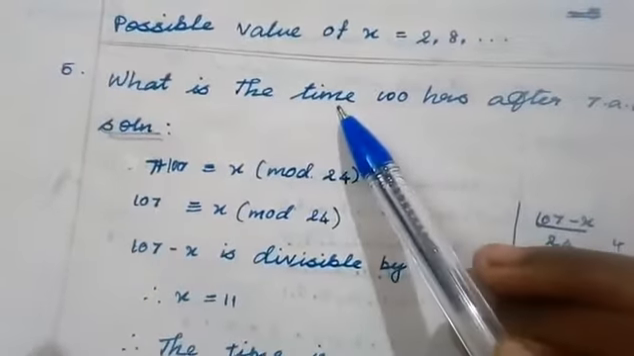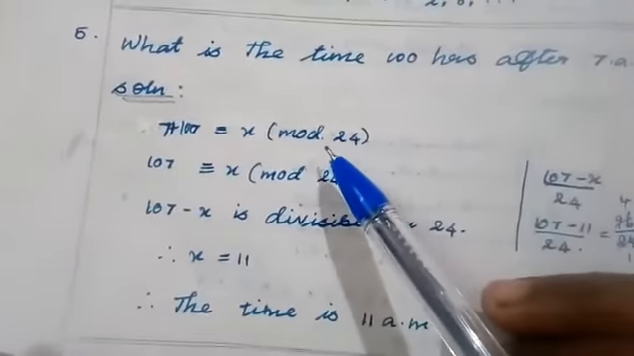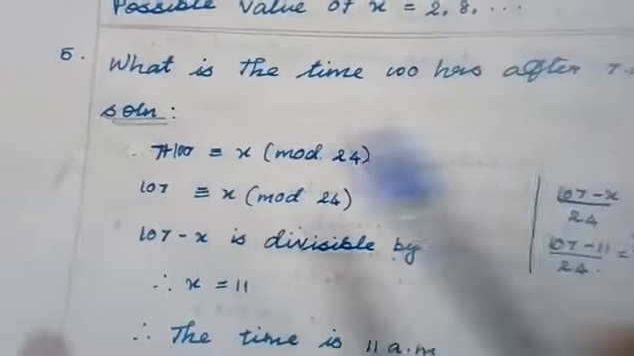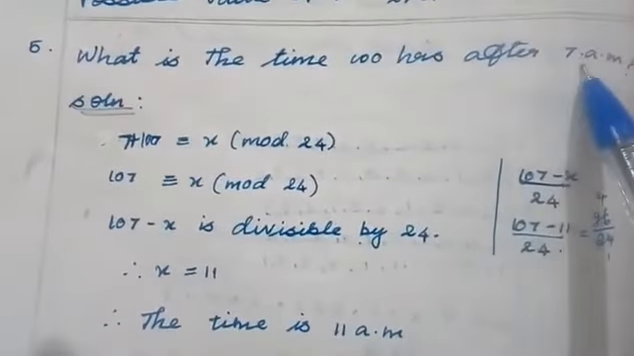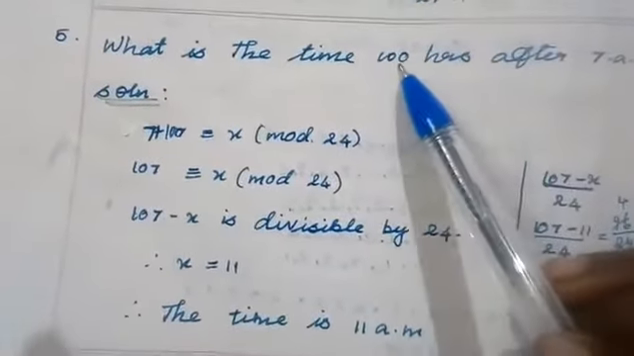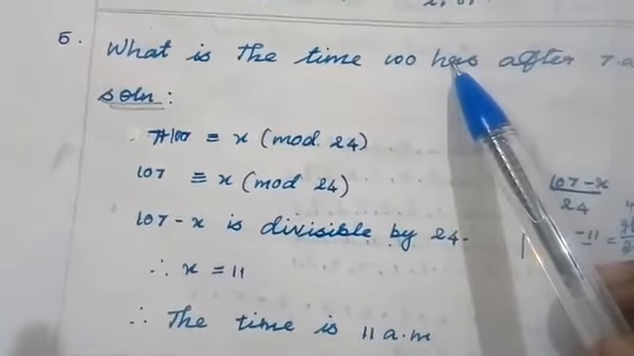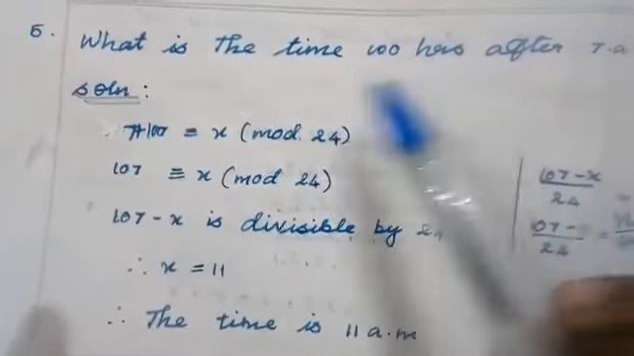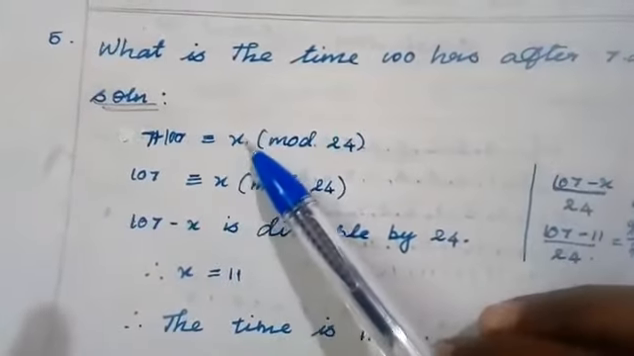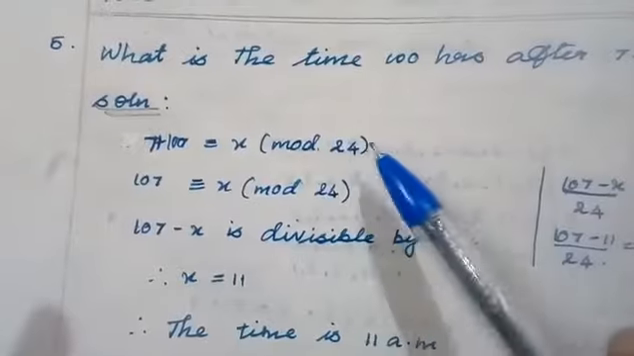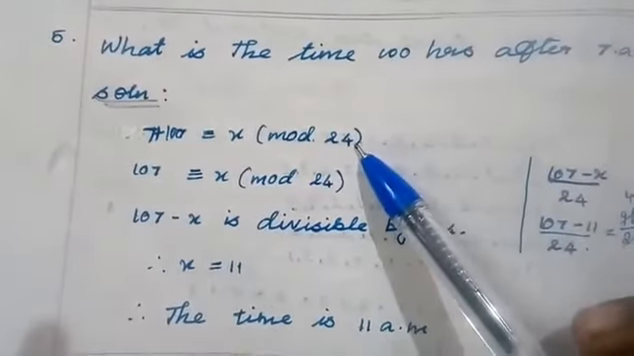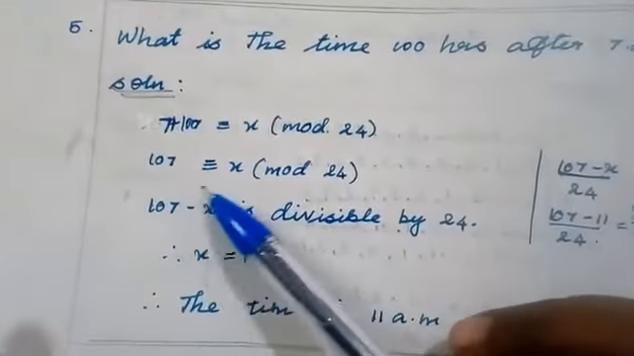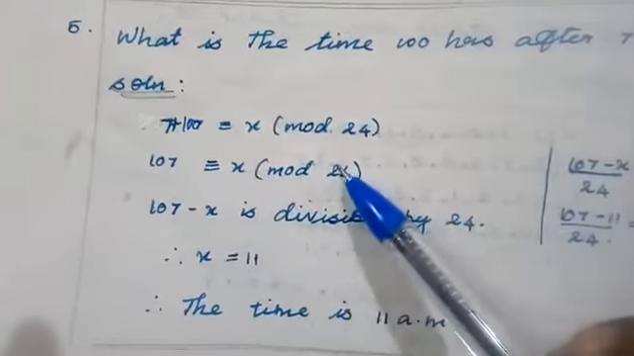For the given statement, you have to write it in congruence modulo form, the definition form, that is 7 plus 100. This 7 comes from 7 a.m. We want to find the time 100 hours after 7 a.m. So 7 plus 100 is congruent to the time we want to find, modulo 24. Why are we writing 24? One day equals 24 hours. So 7 plus 100, 107, is congruent to x modulo 24.